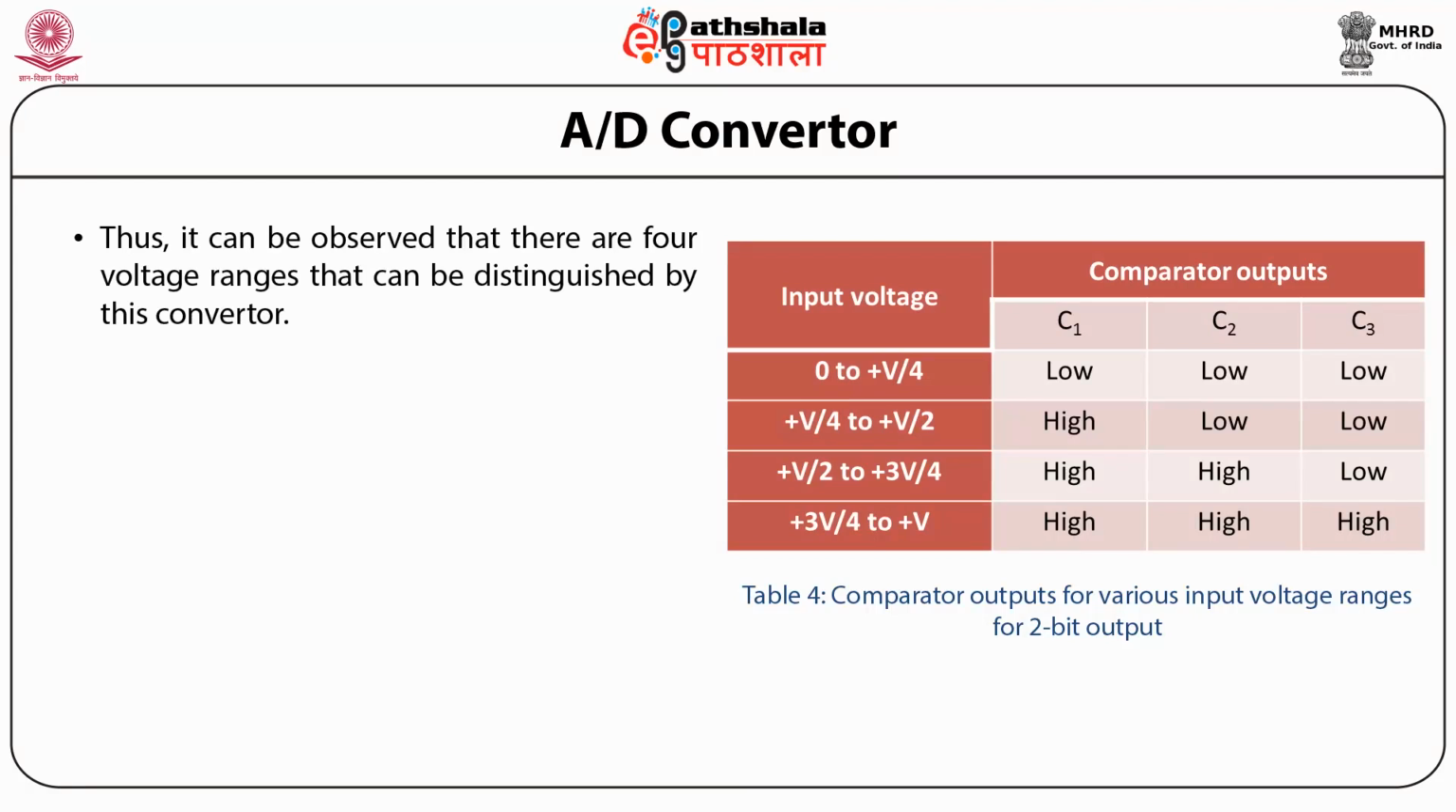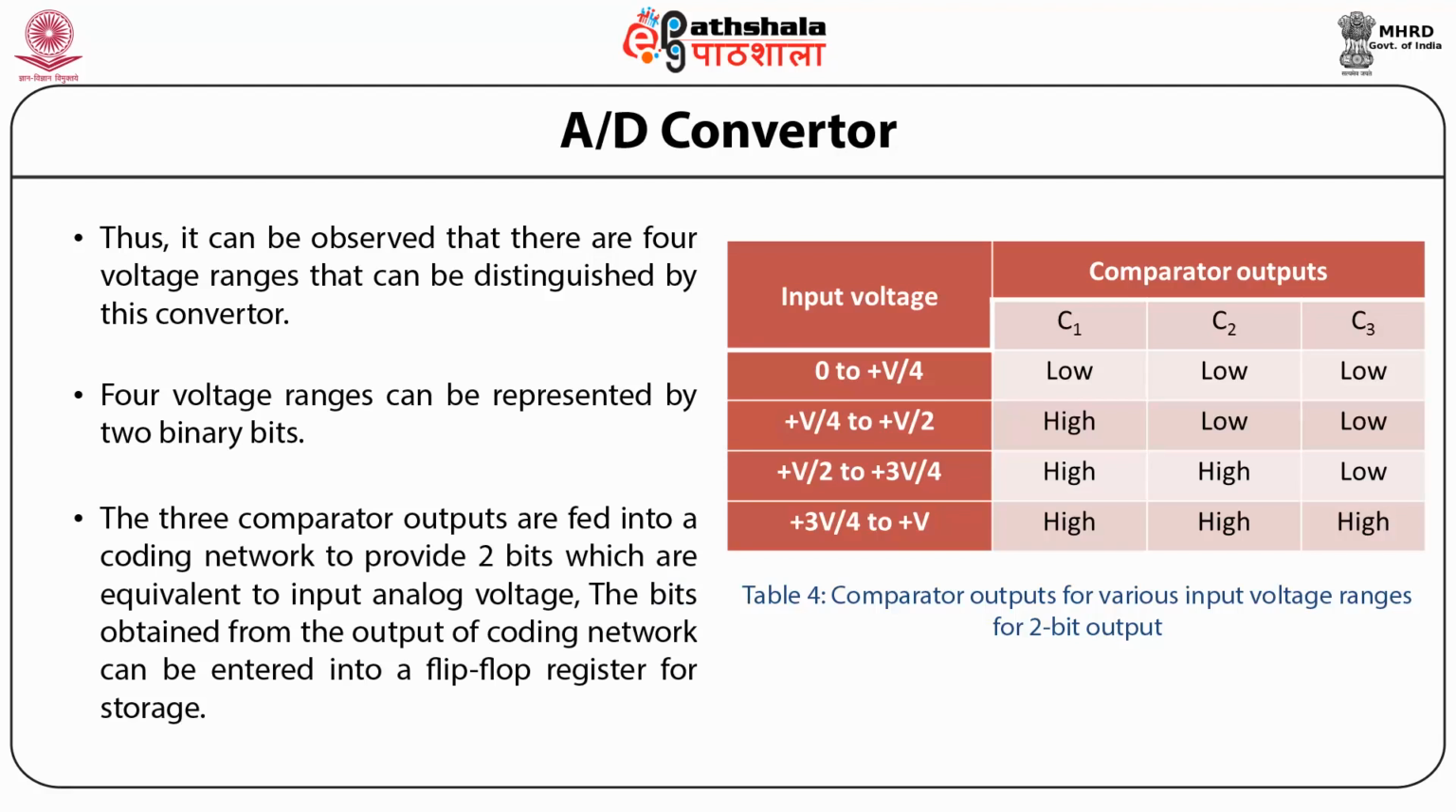It can be observed that there are 4 voltage ranges that can be distinguished by this converter. 4 voltage ranges can be represented by 2 binary bits. The 3 comparator outputs are fed into a coding network to provide 2 bits as shown in the figure below, which are equivalent to input analog voltage. The bits obtained from the output of coding network can be entered into a flip-flop register for storage. The complete block diagram is discussed below.